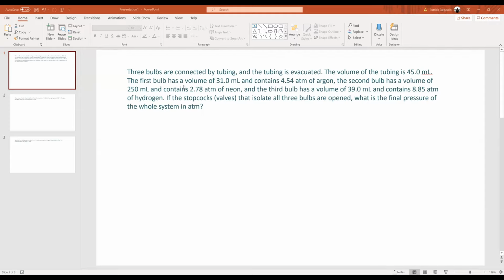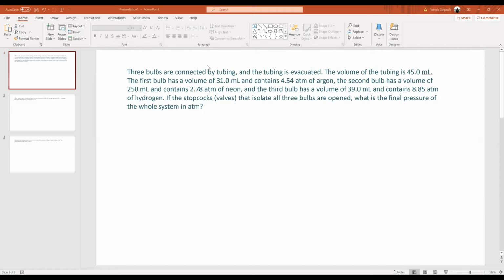The first bulb that the tubing is connected to has a volume of 31 mL and contains 4.54 ATM of argon. The second one has this volume and this pressure of neon, and the third one has hydrogen. If the stopcocks, meaning the valves that are isolating the bulbs from the tubing, were opened, what is the final pressure of the whole system?